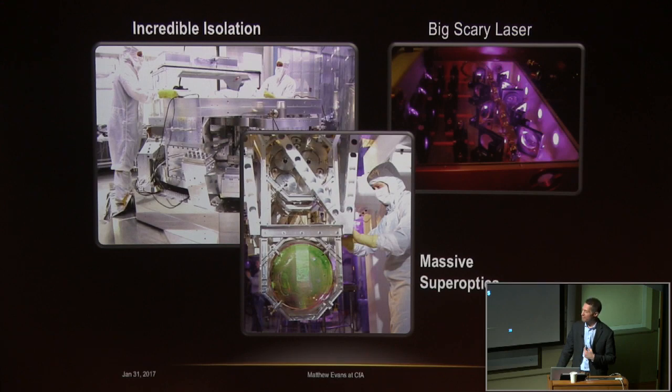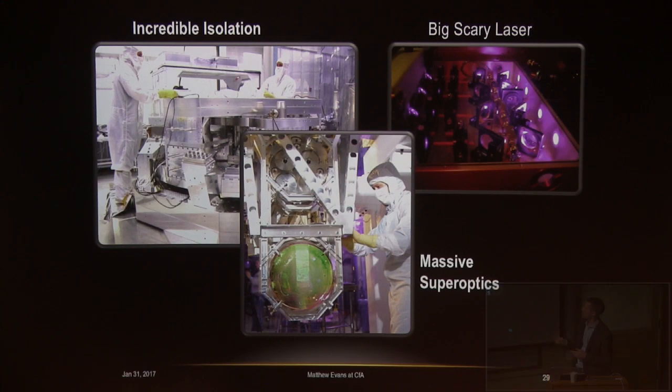So going from initial LIGO to advanced LIGO was some major improvements in hardware. We got these great isolation systems. We got big optics with wonderful coatings. We got this big scary laser. These things are all installed and pretty much operating the way they ought to be. This guy we're still working on.